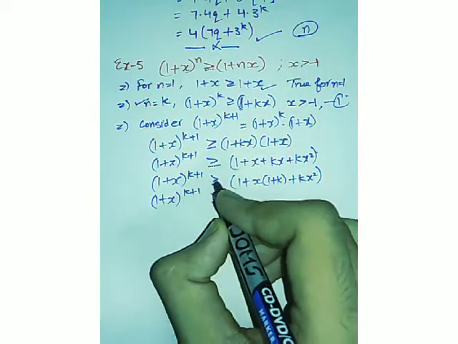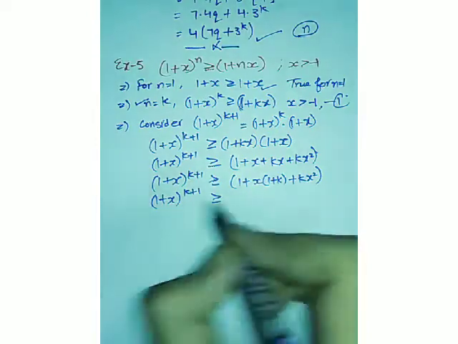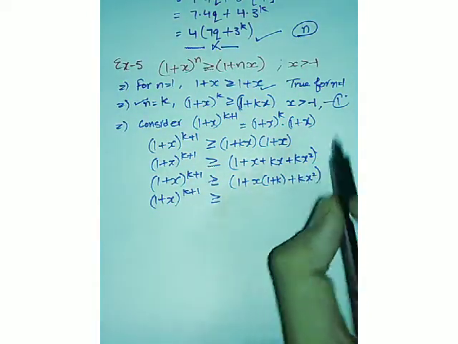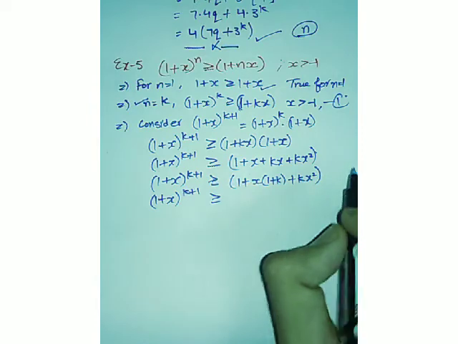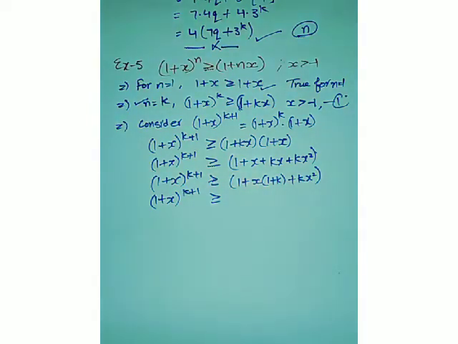What we will write, you had to write here before this step. You will write that x is given to be greater than minus 1. It means x square is greater than 0.